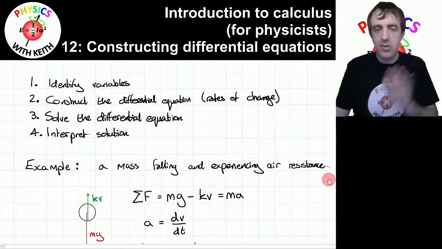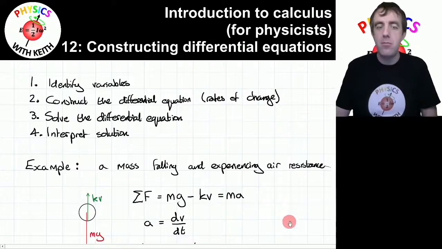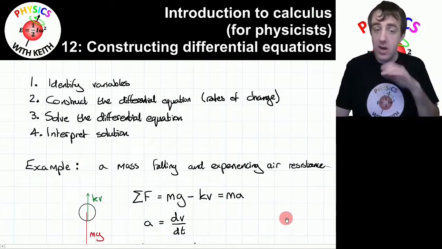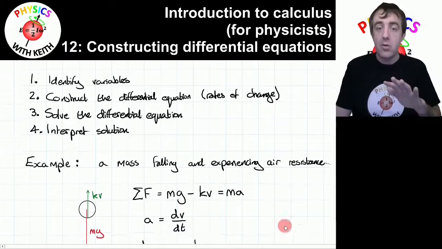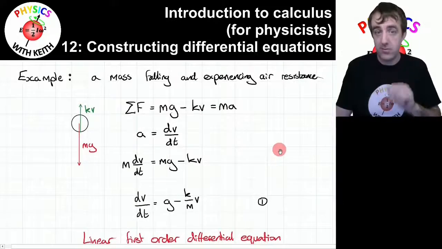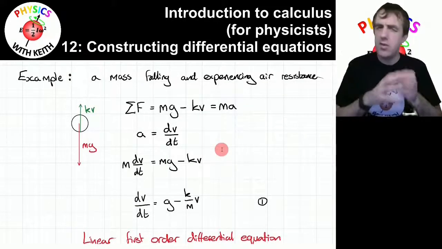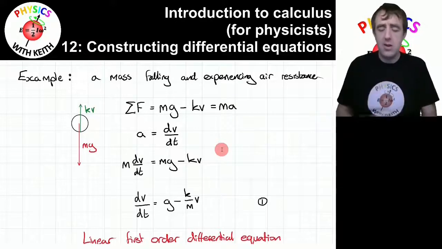So the example we're going to look at is where we drop a mass through air. And very often in physics, especially at GCSE and A-level, you will assume that air resistance is negligible. Well, here we are going to have a situation where air resistance is not negligible. There are different approaches to dealing with air resistance. How does air resistance vary with velocity?